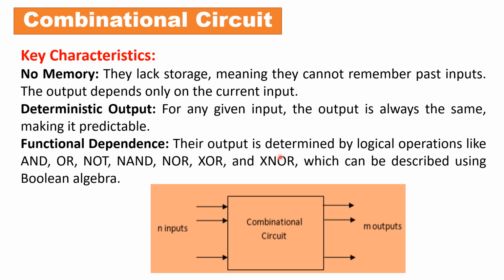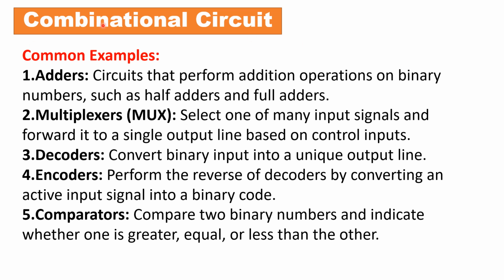The output of a combinational circuit can be expressed through Boolean expressions. Logical functions like AND, OR, NOT, NAND, NOR, XOR, and XNOR describe the precise relationship between inputs and outputs, allowing the behavior of the circuit to be mathematically modeled. These examples highlight some fundamental digital logic circuits often used in digital system design.